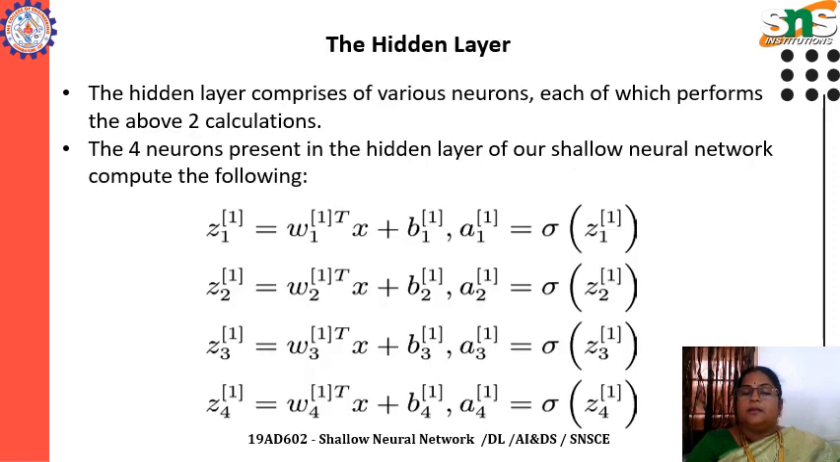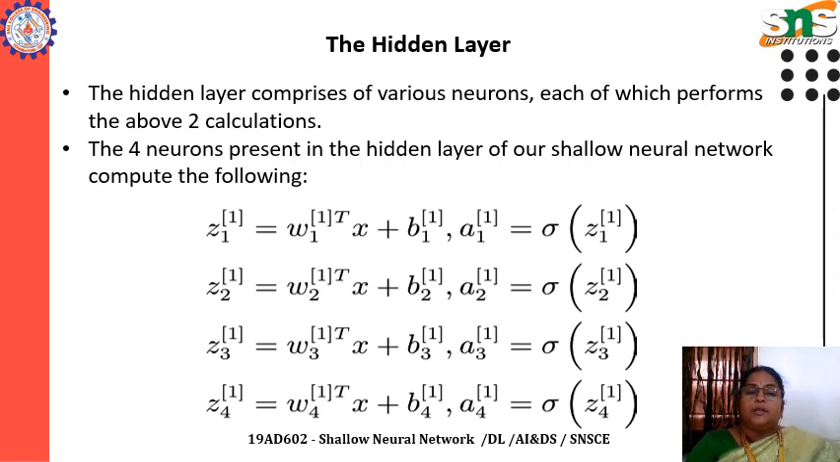So let me explain what is happening in the hidden layer. As I explained the structure of a single neuron, this is how a single neuron receives the input in the input layer. It processes it in the hidden layer, and sends the data to the output layer. So what is happening in the hidden layer? It comprises various neurons. Not only one neuron, we will be having many neurons.